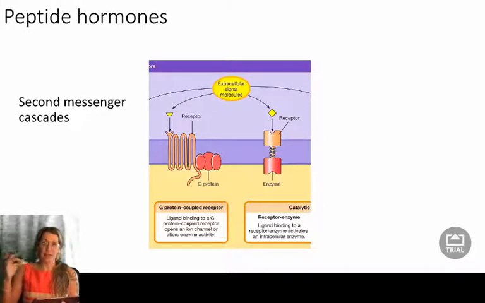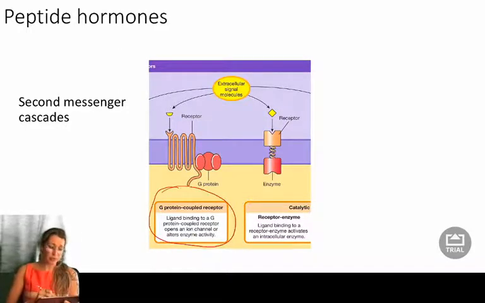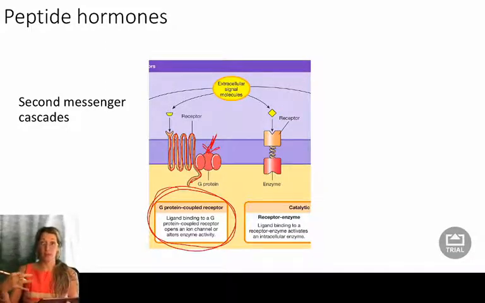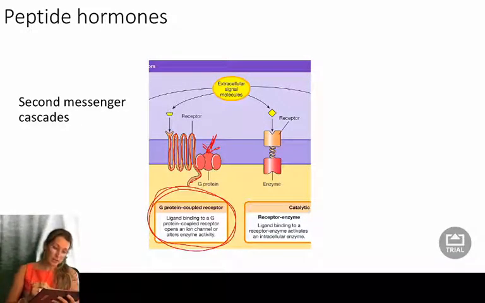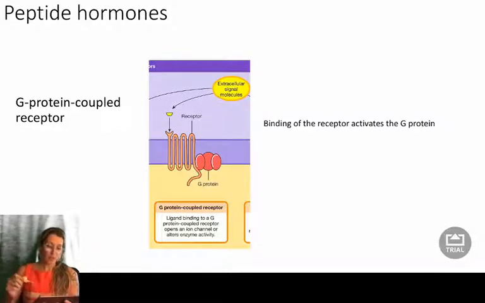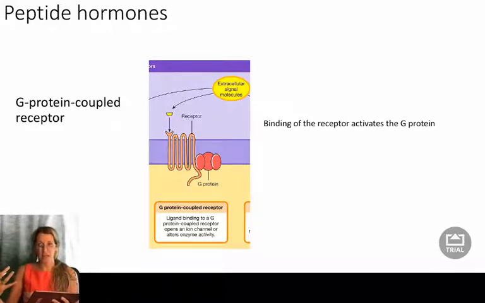There are lots of different types of second messengers. We've talked about these briefly before. You have a G protein coupled receptor, and that's when the receptor is quite literally coupled to an actual G protein. That protein is called a G protein. Then you have a receptor enzyme system where the receptor is actually bound to an enzyme. We're going to focus on the G protein coupled receptor to get this concept of a second messenger system.